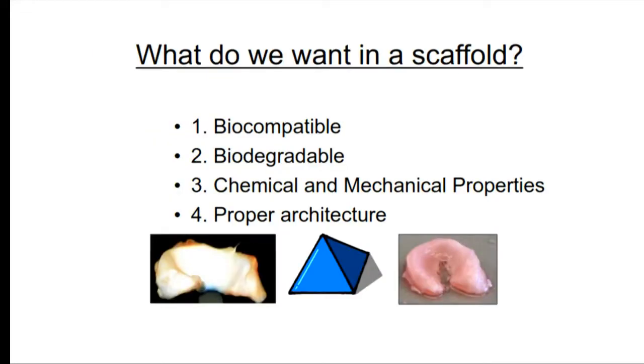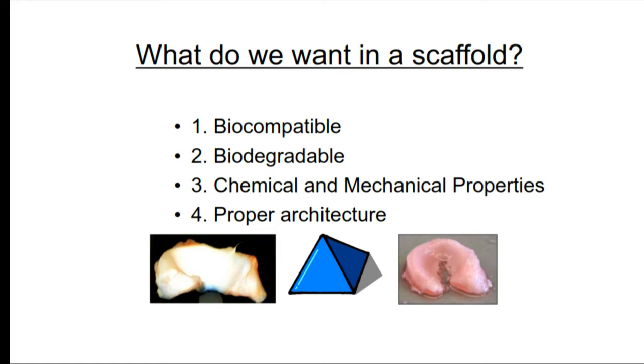So what do we want in a scaffold? The scaffold should be biocompatible, biodegradable, chemically and mechanically suitable. It should be of reasonable strength. For example, talk about skin grafts. It's not to be fragile. What surgeons would like to do is put it on the wound and suture it. If suturing is not possible, then it means you need more mechanical strength, or you need another polymer. And you need proper architecture as well.